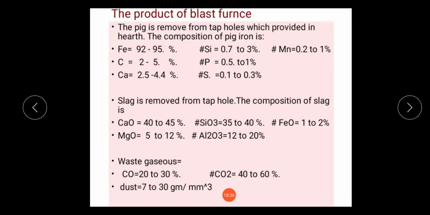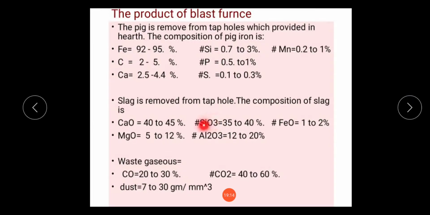Now we discuss the slag. This is the product of the blast furnaces. Now we discuss the compositions which are present in the slag. This is the calcium oxide, and amount of the calcium oxide is 40 to 45%. Next is MgO. The amount of magnesium oxide is 5 to 12%.